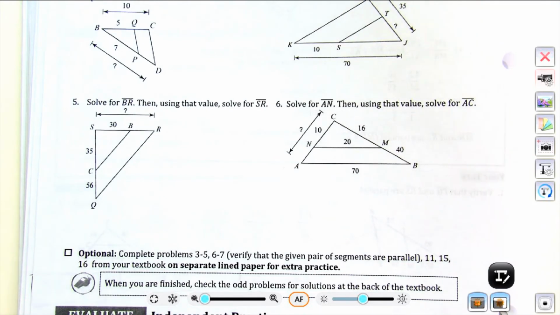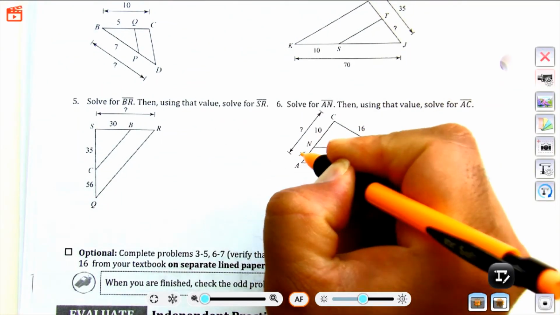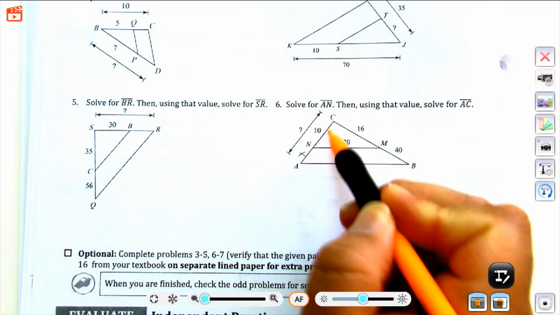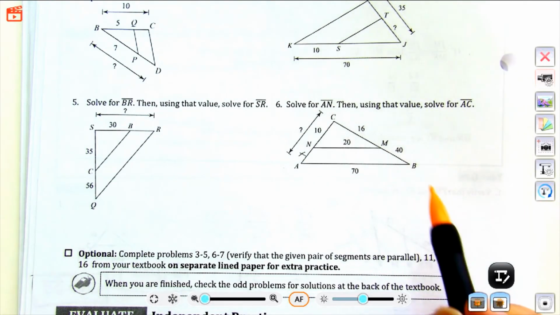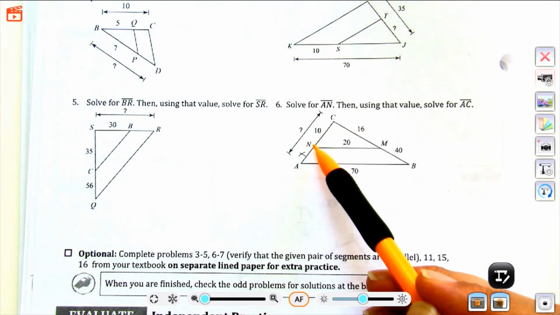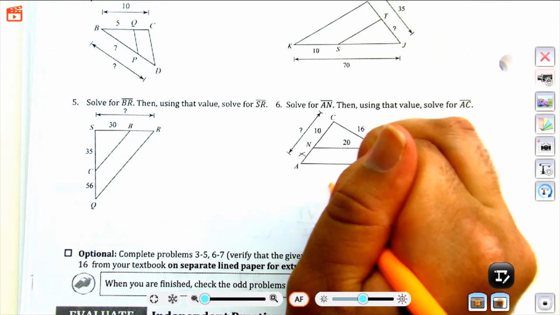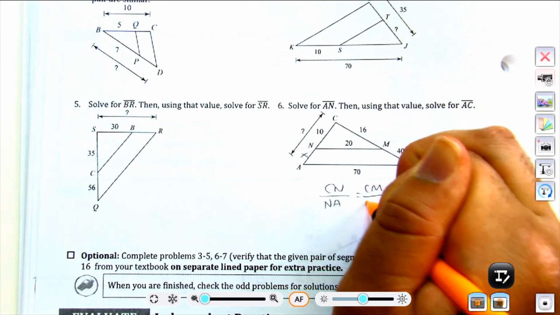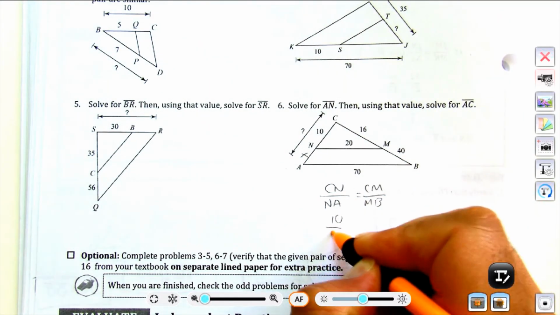So what we want to do first is find AN, so I'm going to put an X right there. After I solve for AN, I could find AC by adding AN plus NC. Creating our proportion, we're going to have Cn over Na equals Cm over Mb. Then plug in the values and we get 10 over x is equal to 16 over 40.